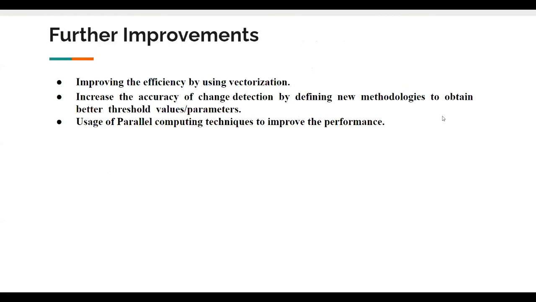As further improvements, we hope to improve the efficiency using vectorization, and there is a possibility of using parallel computing, since there are many for loops and we can improve the performance. We are also trying to increase the accuracy of the change detection by defining methodologies to obtain better thresholds.